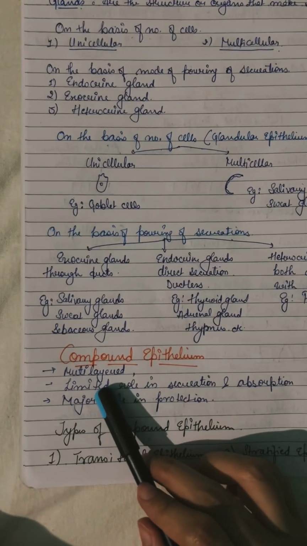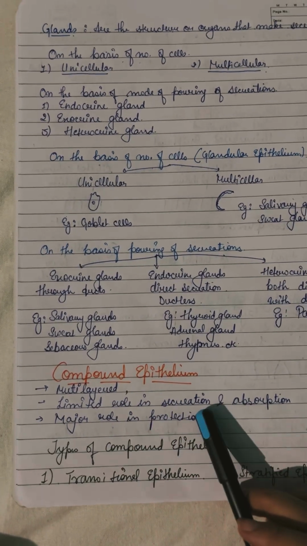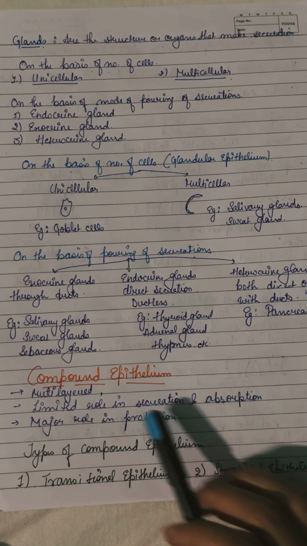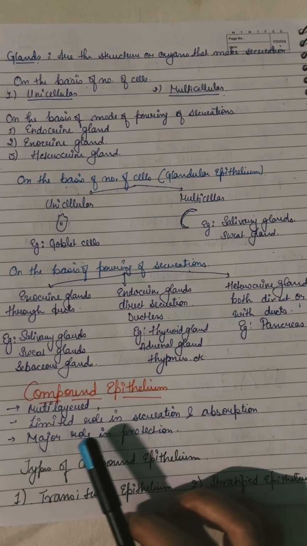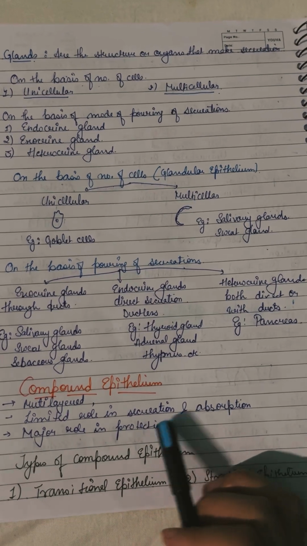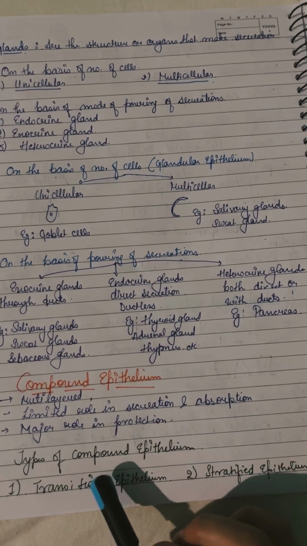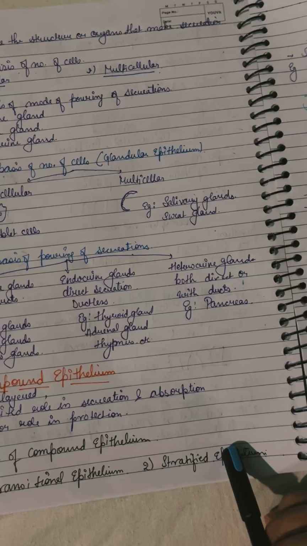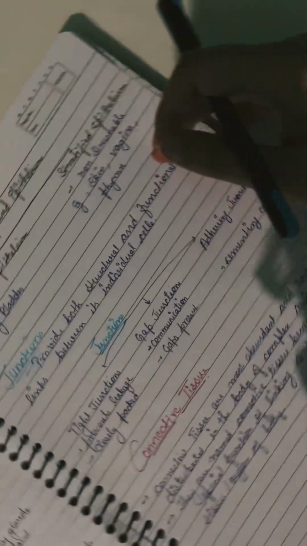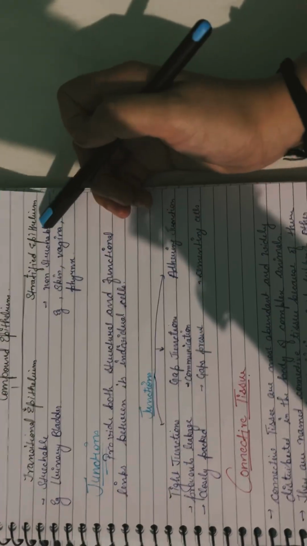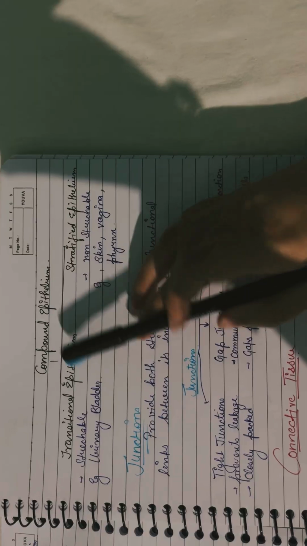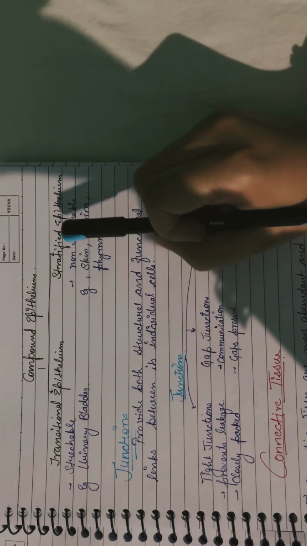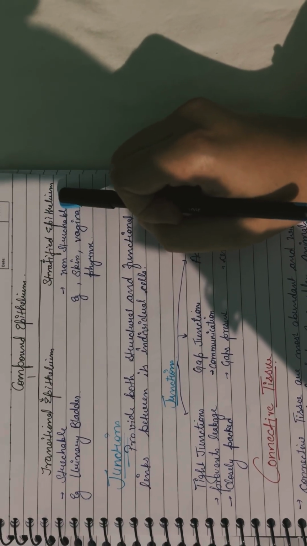Compound epithelium is multi-layered. It takes a limited role in secretion and absorption and a major role in protection as it is multi-layered. It is further of two types: transitional epithelium and stratified epithelium. Stratified epithelium is non-stretchable, and transitional epithelium is stretchable.